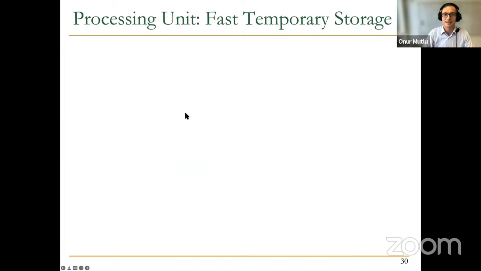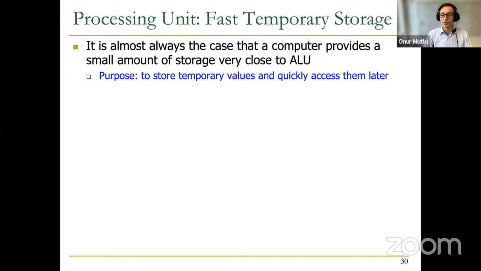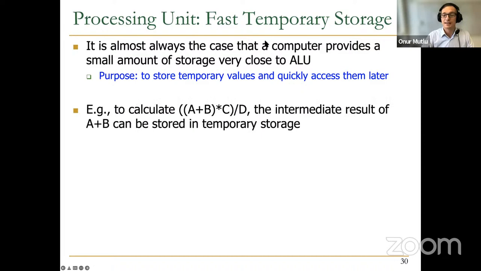In addition to the ALU, the processing unit needs to have fast temporary storage. So this is going to show you the importance of memory. The processing unit has to have memory as well, because the main memory itself that we talked about is very slow. As a result, it's almost always the case that a computer provides a small amount of storage very close to the arithmetic logic unit or functional units. The purpose is to store temporary values and quickly access them later, because we don't want to go to memory every time we need to operate on some data.